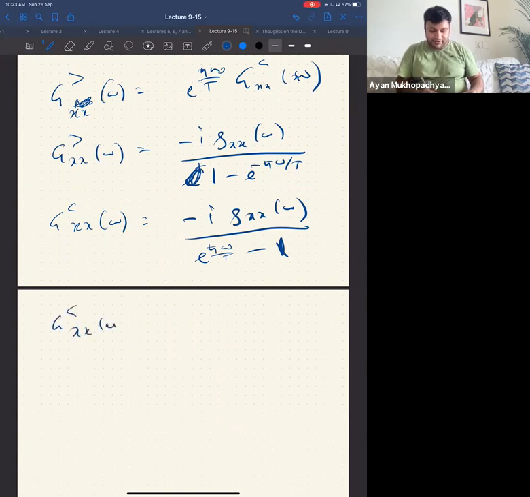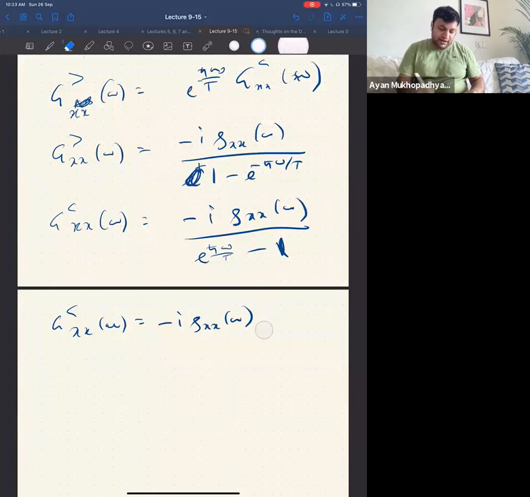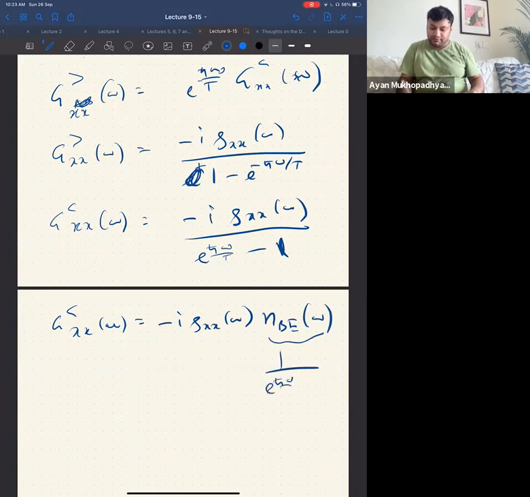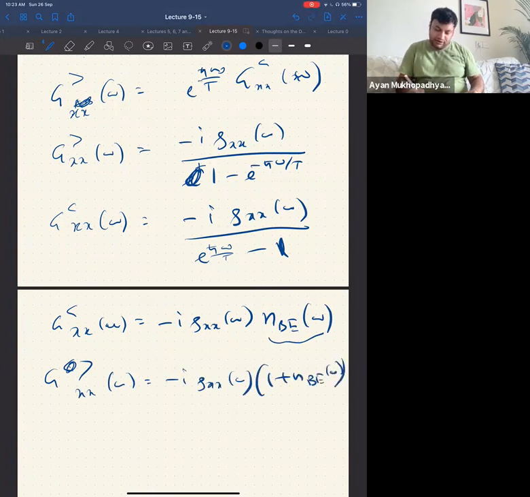G less x omega is actually equal to minus I rho x omega times n_B omega, the Bose-Einstein distribution, because this is nothing but 1 over e to the h bar omega by T minus 1. This is a Bose-Einstein distribution function. And then G greater xx omega is equal to minus I rho xx omega into 1 plus n_B omega. So when you take the difference, it simply gives you rho xx omega back, right?